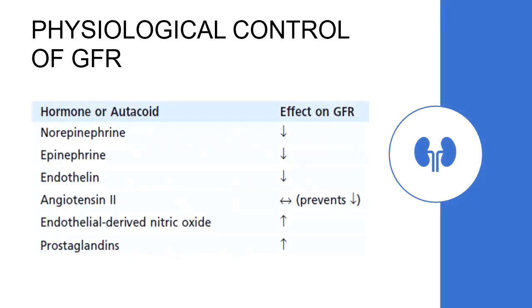Now let us see the physiological control of GFR by hormones and autocoids. As we discussed previously, norepinephrine, epinephrine and endothelin decrease the GFR by causing vasoconstriction. Endothelial derived nitric oxide and prostaglandin increase the GFR by causing vasodilatation. Angiotensin II is a tricky customer.